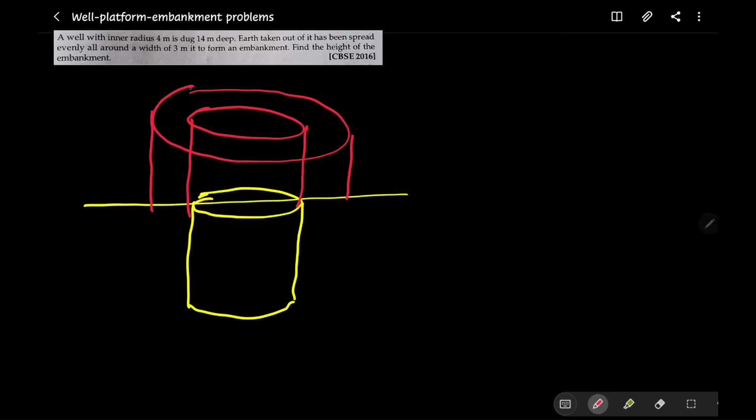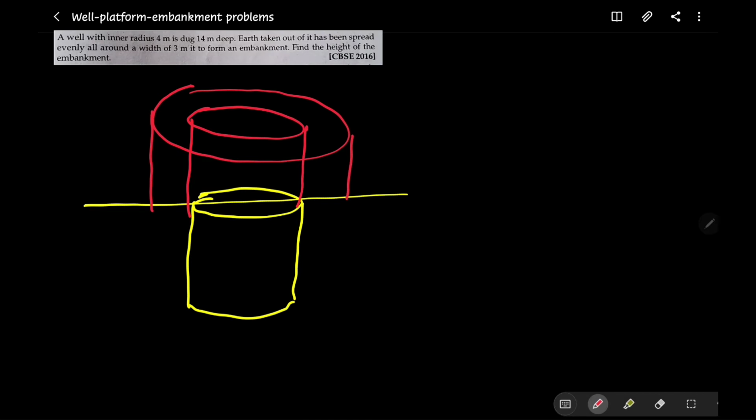Now you can see the red color structure. This is called the embankment, which is around the well. So what really happens in reality is, when anybody wants to fetch water from the well, they just hop on that embankment and drop a bucket into the well and get some water. So it works as the elevation for fetching the water from the well.